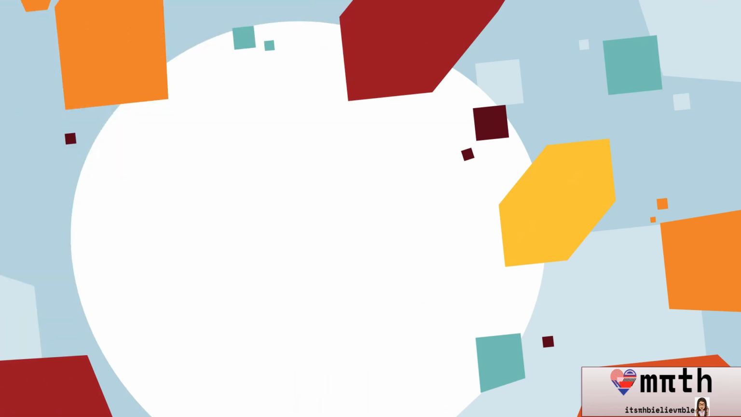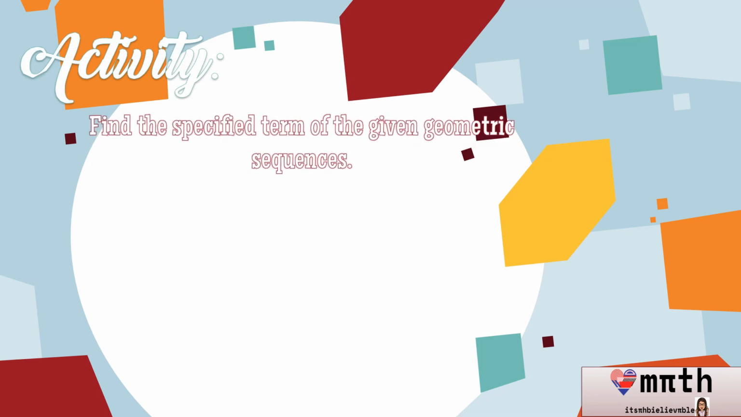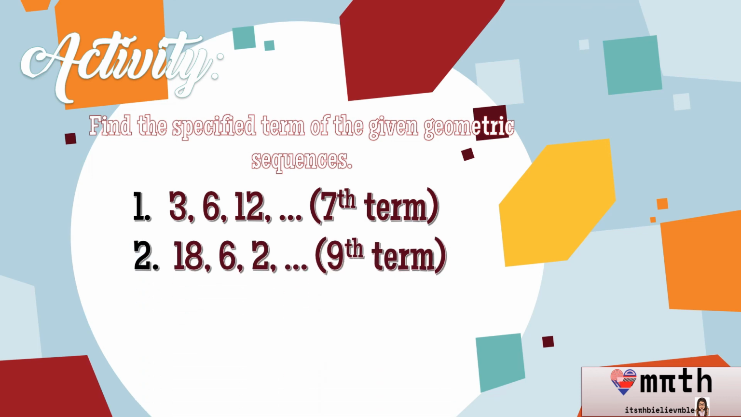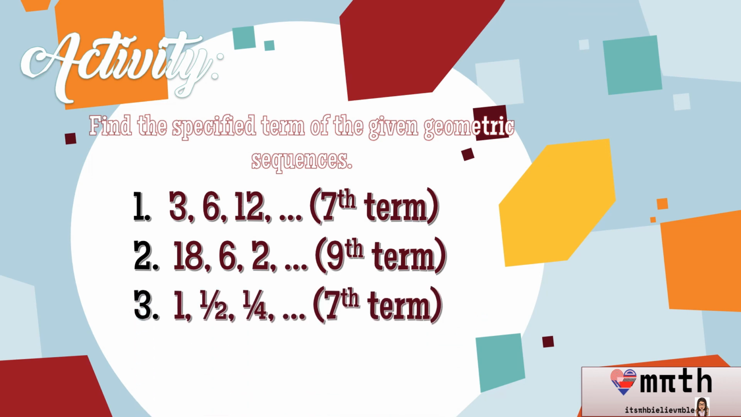Since we're done with our examples, we're going to have your activity. In this activity, you're going to find the specified term of the given geometric sequence. For number 1, we have 3, 6, 12, and we're looking for the 7th term. Number 2, we have 18, 16, 18, 6, 2, and we're looking for the 9th term. And number 3, that would be 1, 1/2, and 1/4, and we're looking for the 7th term.